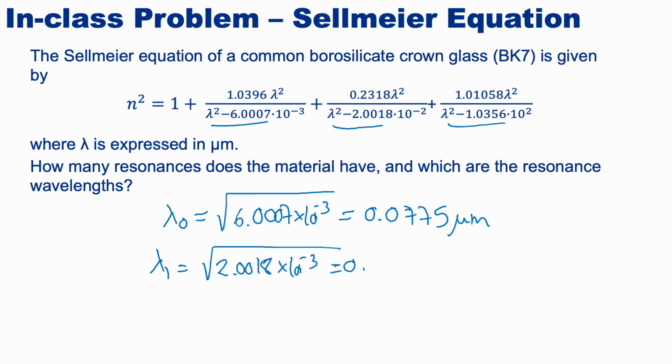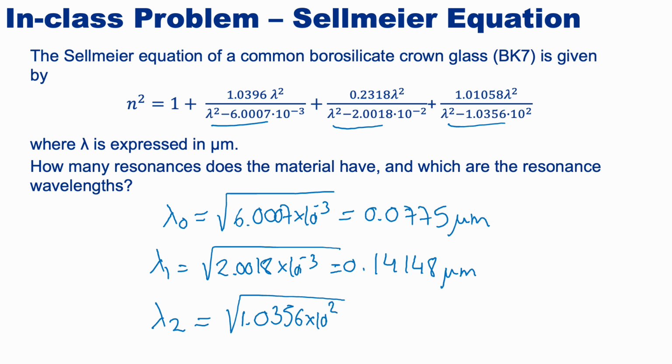The second one is the square root of 2.0018 times 10 to the minus 2, so 0.14148 microns, and the last resonant wavelength is the square root of 1.0356 times 10 squared, and that is going to occur at 10.176 microns. So that's going to be a really long wavelength.